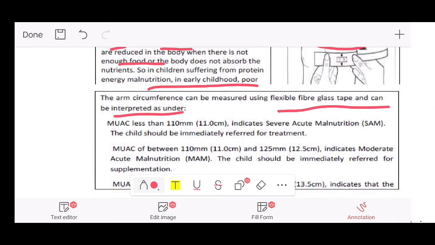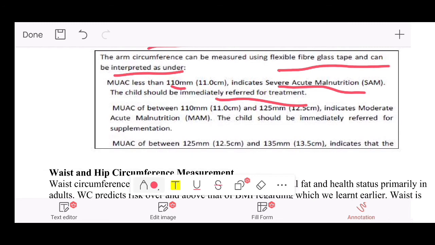If the MUAC, mid upper arm circumference, is less than 110 mm or 11.0 centimeters, it indicates severe acute malnutrition, meaning they are in an acute malnutritional condition. The child should be immediately referred for treatment. If the child's mid upper arm is less than 11.0 centimeters, then they should take the treatment. MUAC between 110 mm or 11.0 centimeters and 12.5 centimeters indicates moderate acute malnutrition. The child should be immediately referred for supplementation.